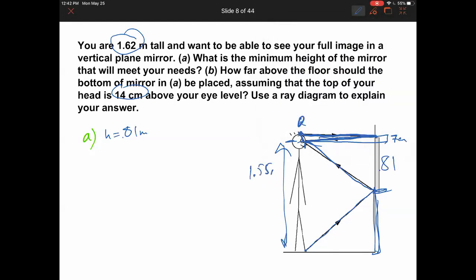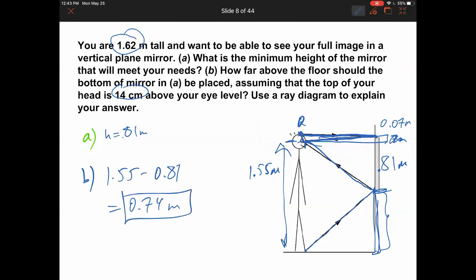So 1.55 meters. So this is then, let's say, 0.07 meters, and this is 0.81 meters. That means this distance is the difference of 1.55 minus 0.81. So we get 0.74 meters. That means this distance from the ground should be 0.74 meters. That means if it's 0.74 meters above the ground and 7 centimeters above your eye level, then you'll be able to see basically your entire body.